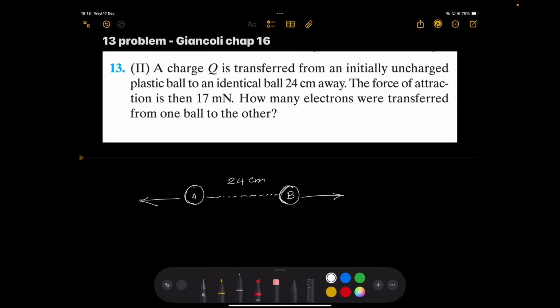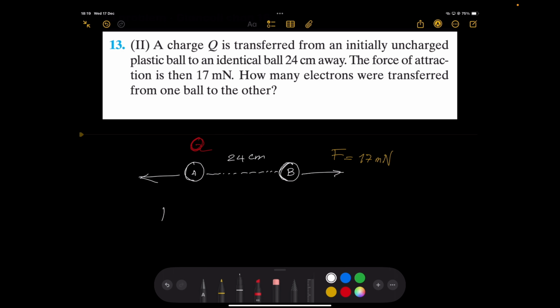In this specific problem, they are giving us the magnitude of the force, because usually that's the unknown. But in this case, they're telling us the magnitude, which is 17. Instead, the question is to find the charge Q. Well, this is not exactly the question, but this part of it. First, we need to find Q, and then we're going to find the amount of electrons.